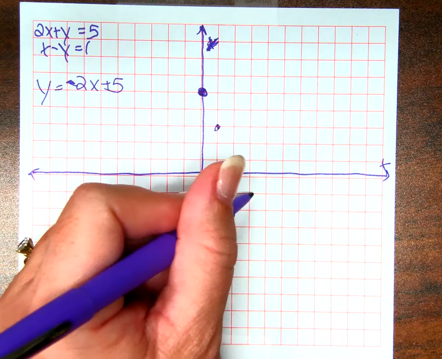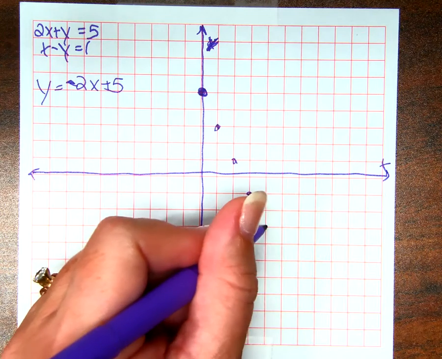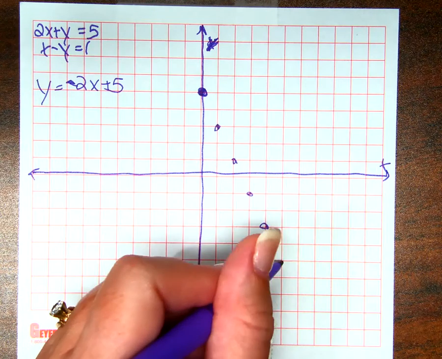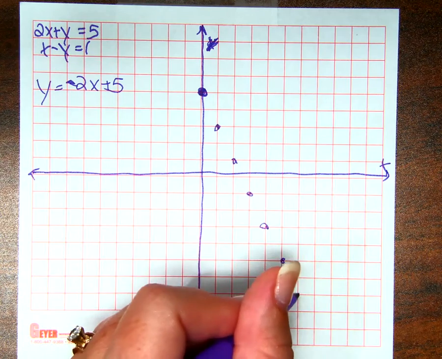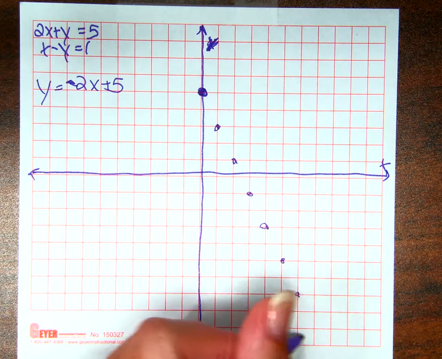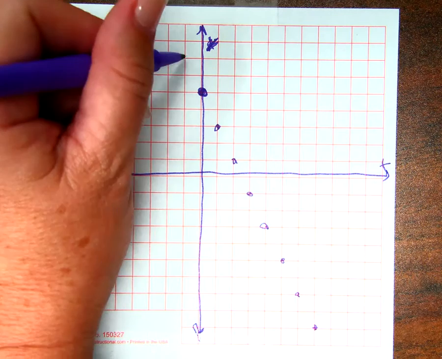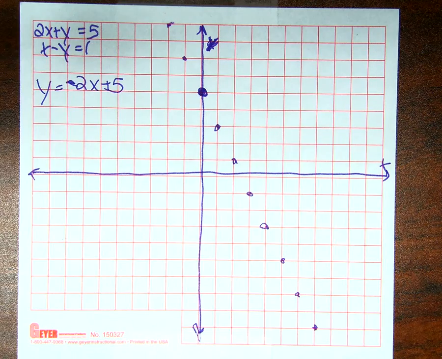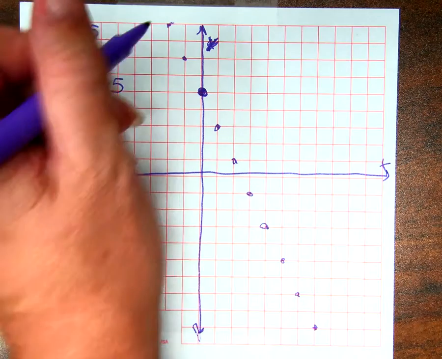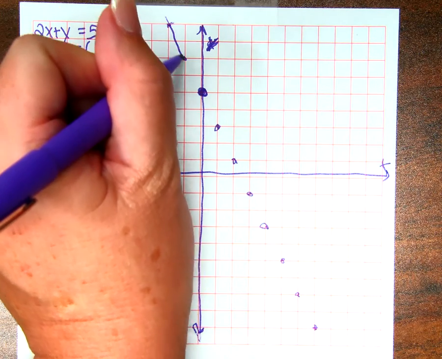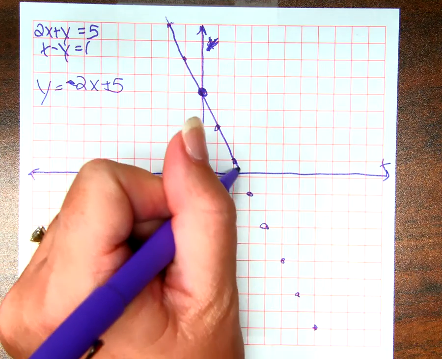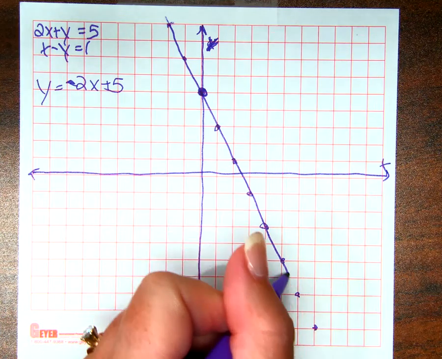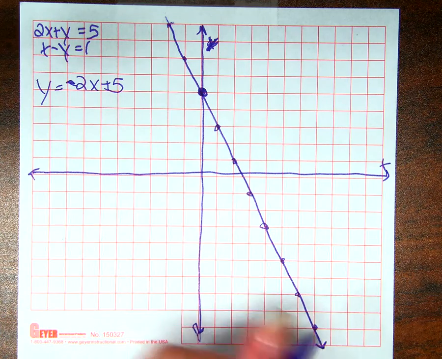Now, how many of these points do I have to make in order to get the line? I only need one more after my y-intercept, right? So why did I make all the others? As a guide. It's easier to see where the line goes now, isn't it? Okay? Oh, that's not too bad.